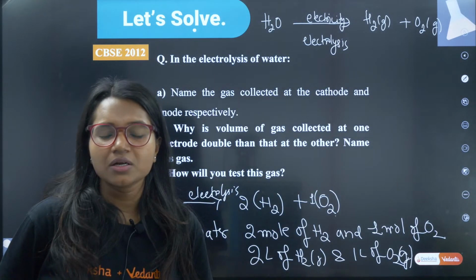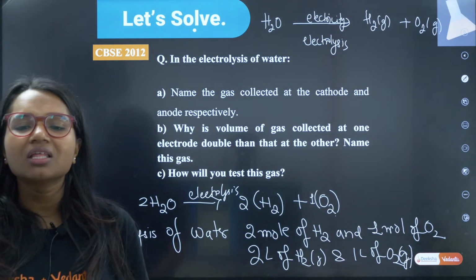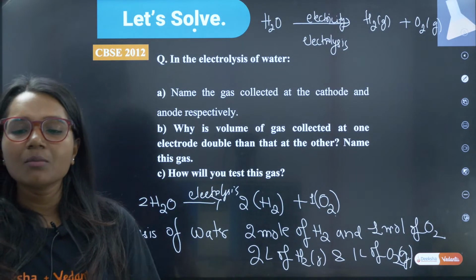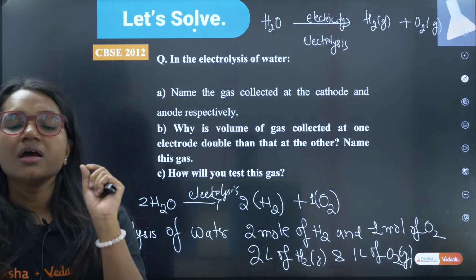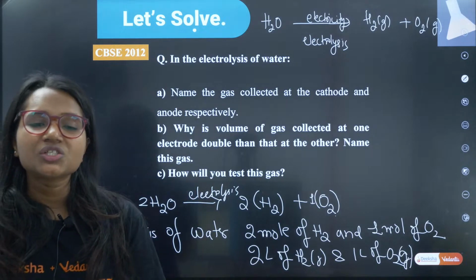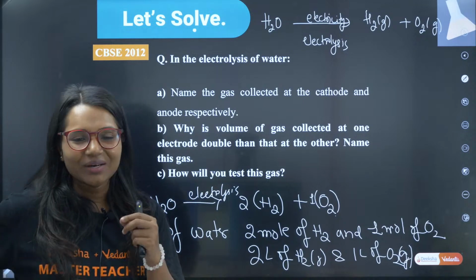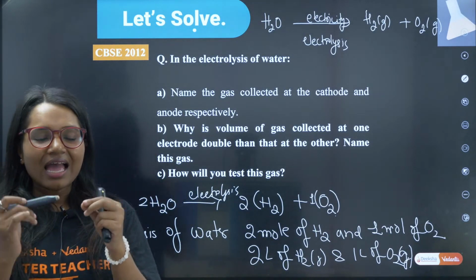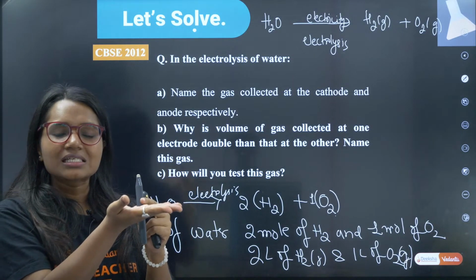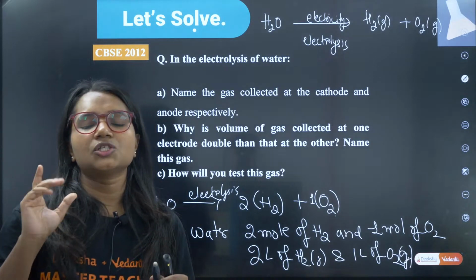H2 gas can be checked by bringing a burning matchstick near to it and it burns with a pop sound. Absolutely correct, Vriksha. Rohit, bringing a burning candle and if it pops, it shows the presence of hydrogen. You can check the hydrogen gas. If there is hydrogen gas evolving, you can bring a matchstick near to that. If the matchstick burns with a pop sound, it means that it is H2 gas.